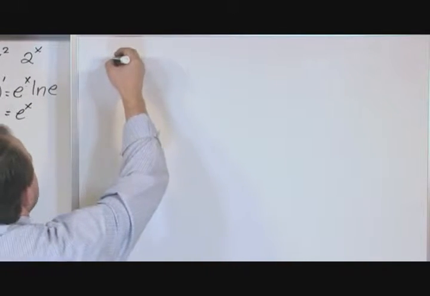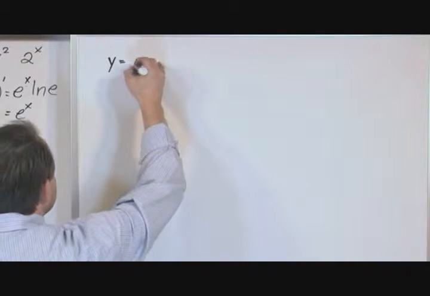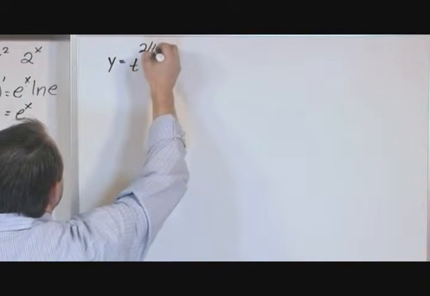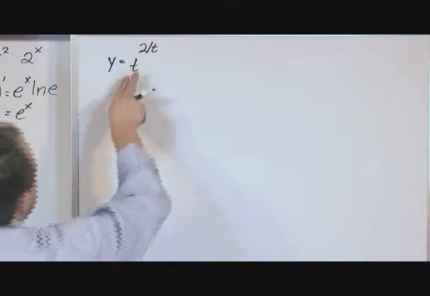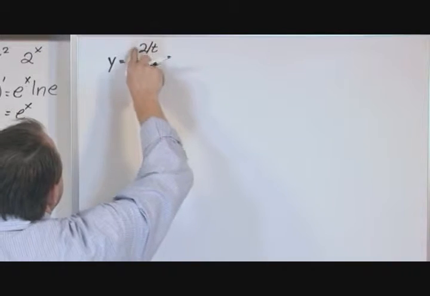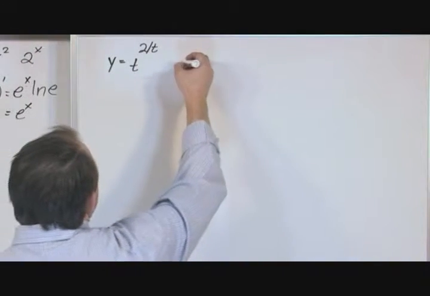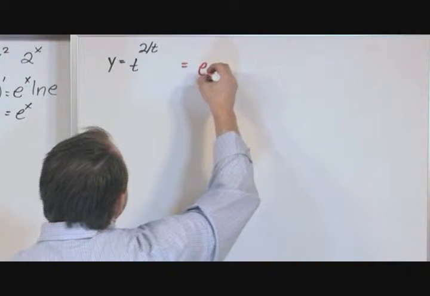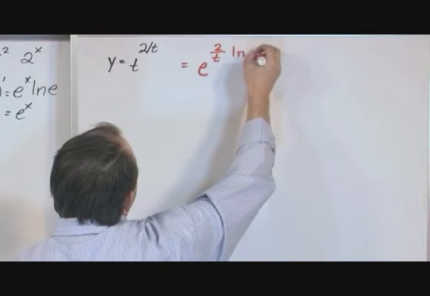Okay, let's do another one. Let's say we have y is equal to t to the power of 2 over t. So it's a similar kind of deal, except I've got a function raised to a power function. It's just that this guy in the top is kind of uglier because it's a fractional thing. But what you really need to do is the same as before. You really need to rewrite it. So let's rewrite it as e to the 2 over t natural log of t.